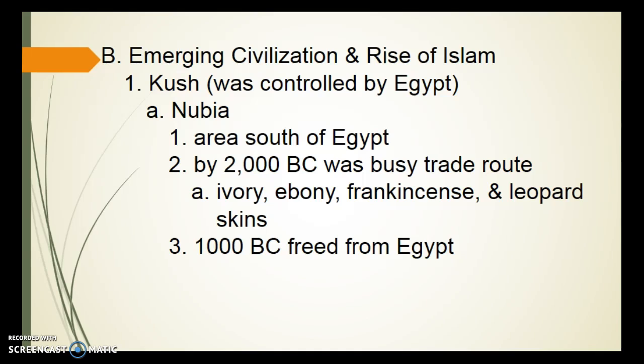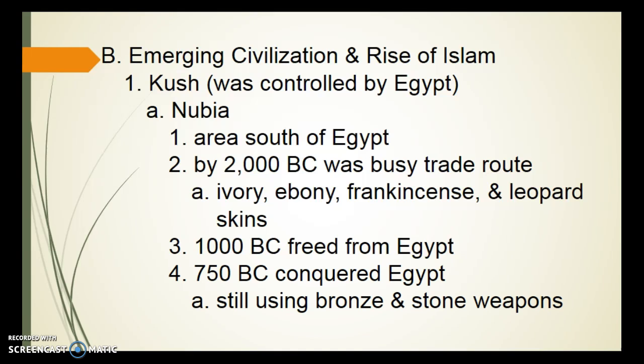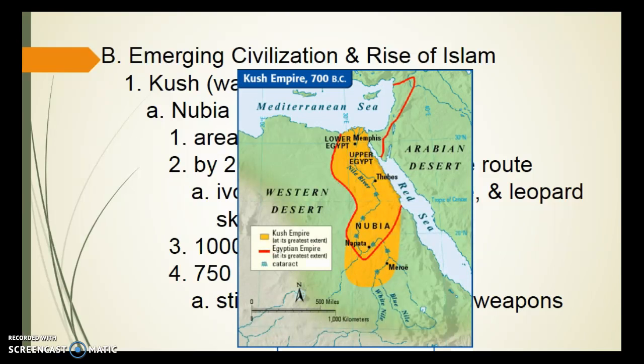By 1000 BC, they were freed from Egypt, and then they turned around a few hundred years later and conquered Egypt in 750 BC. And even though they were still using bronze and stone weapons, they were able to conquer Egypt because Egypt was declining in power as they once had, as we read in chapter 2.